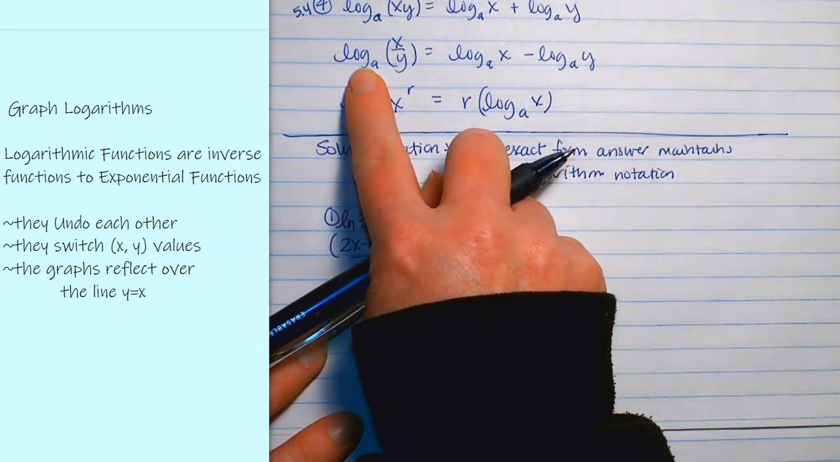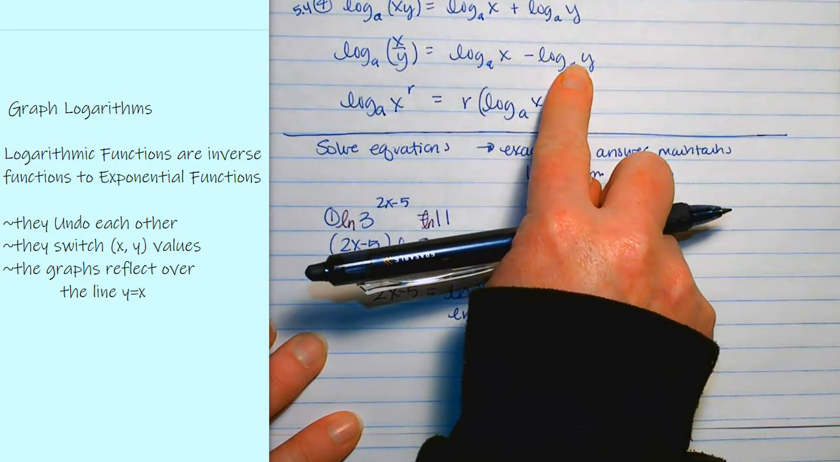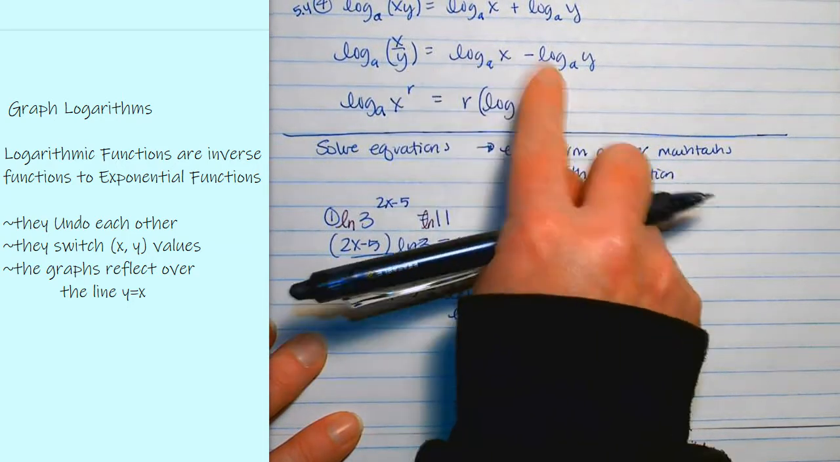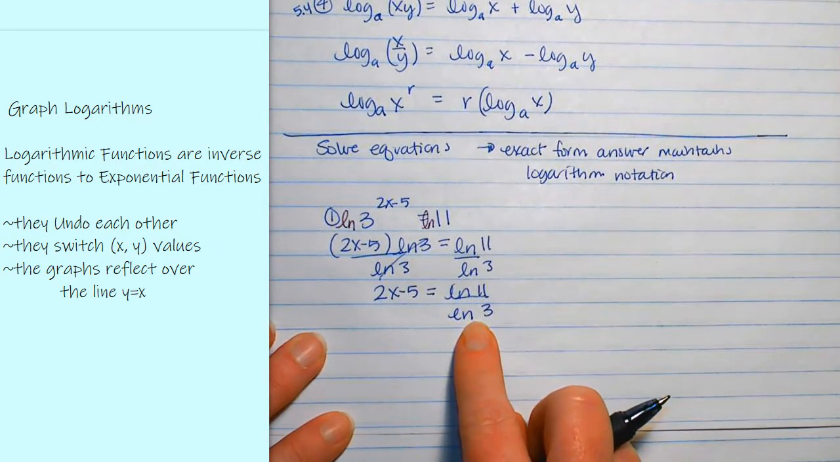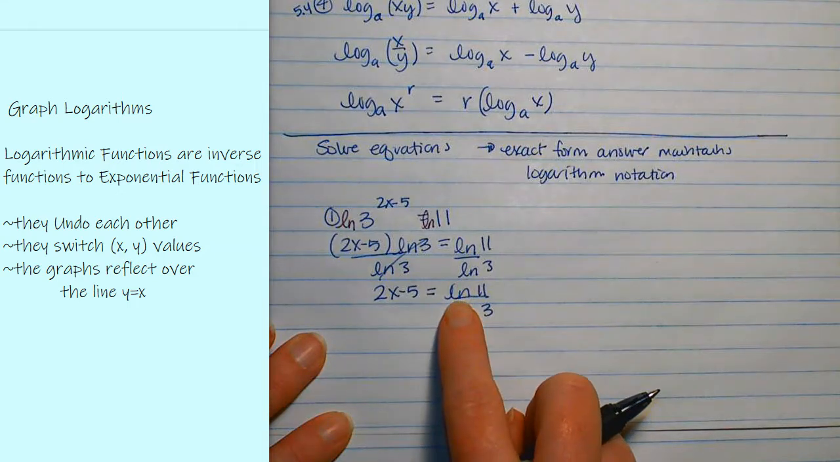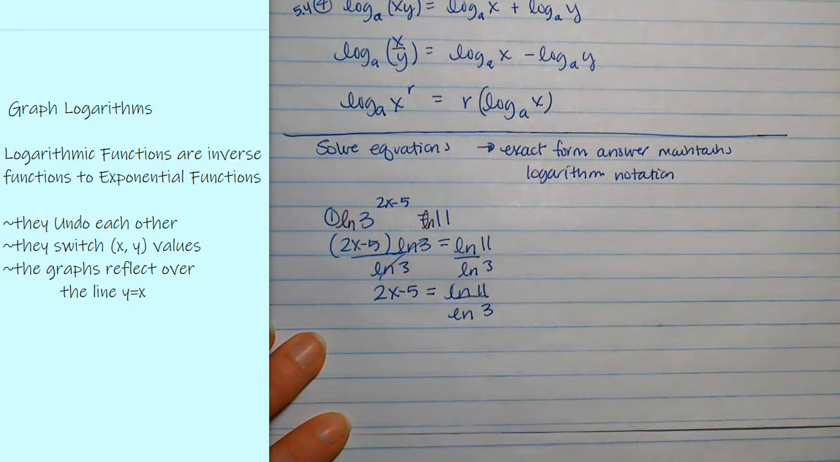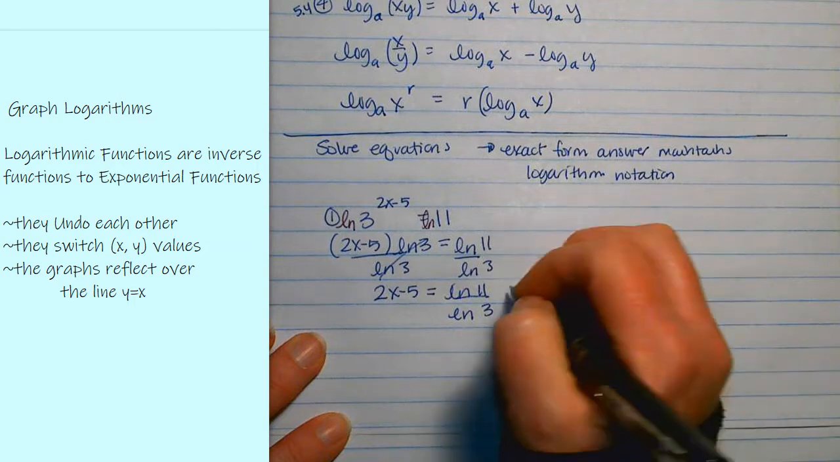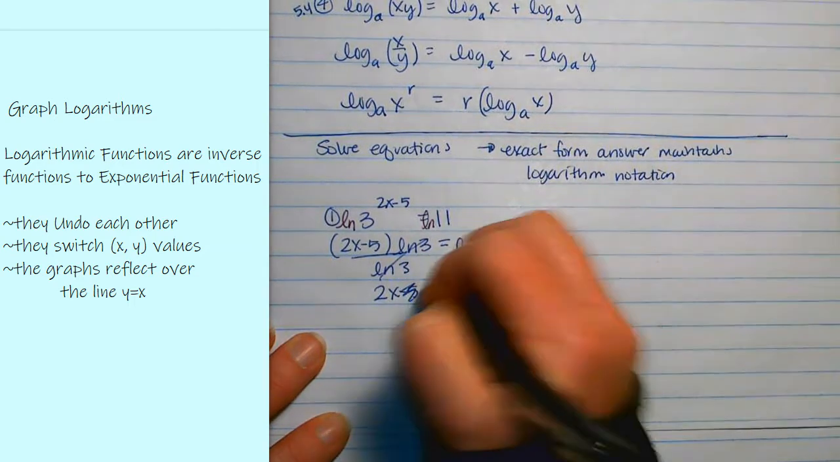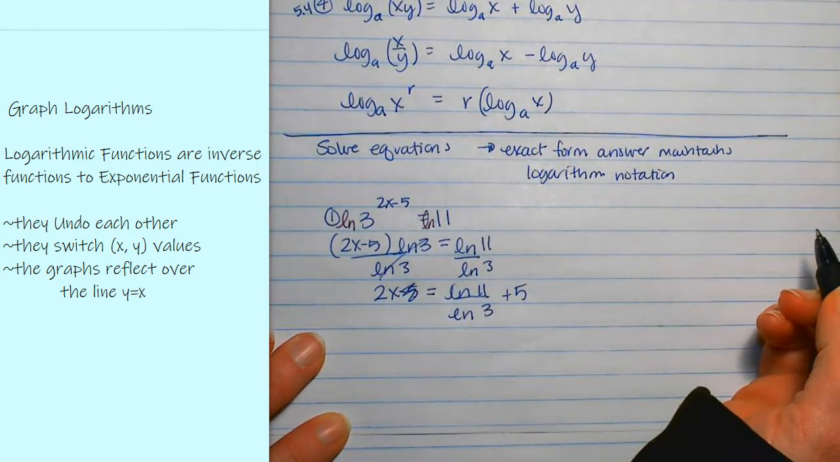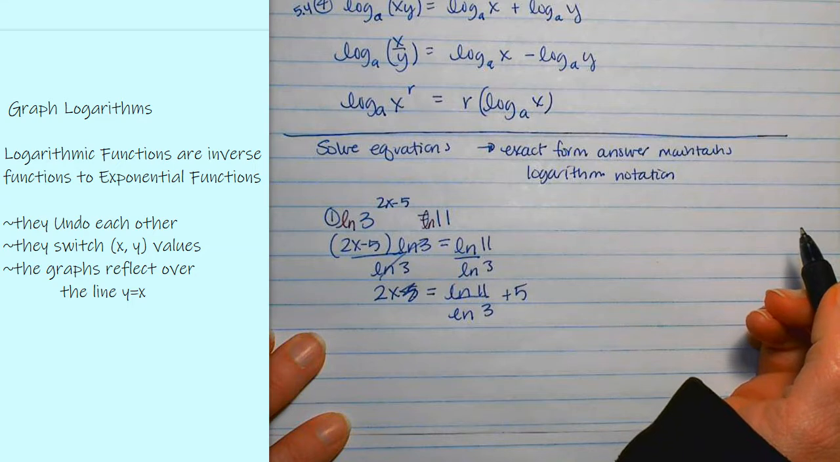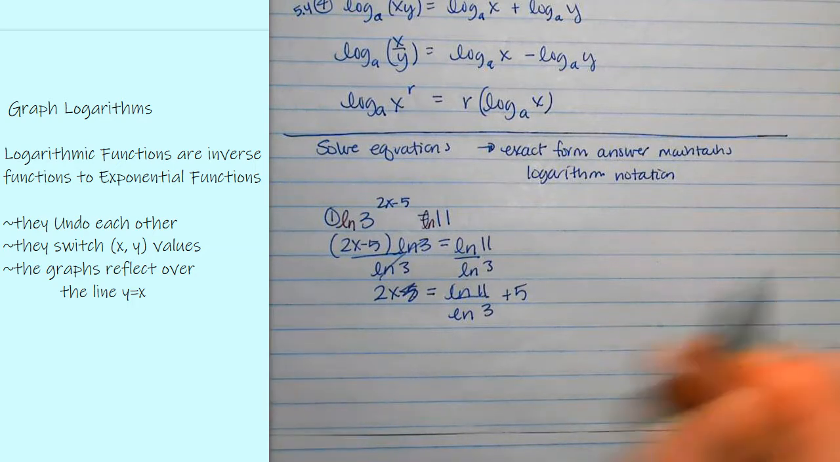Notice this has one logarithm separated into two with division, so it goes to subtraction. This one you can't do, because this is the natural log of 11, not the natural log of 11 thirds. Anyway, I need to add 5 to both sides, so plus 5, and this one is canceled, and then divide everything by 2, or multiply both sides by a half.